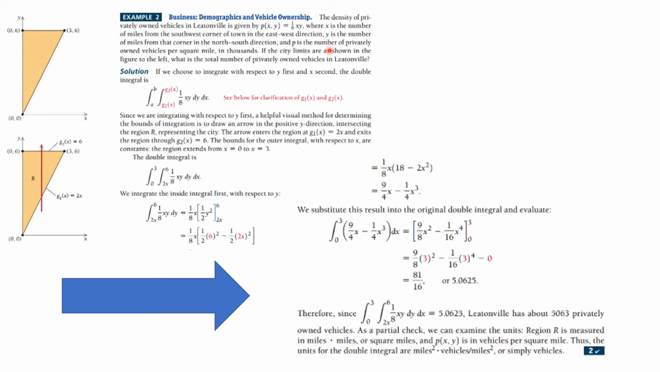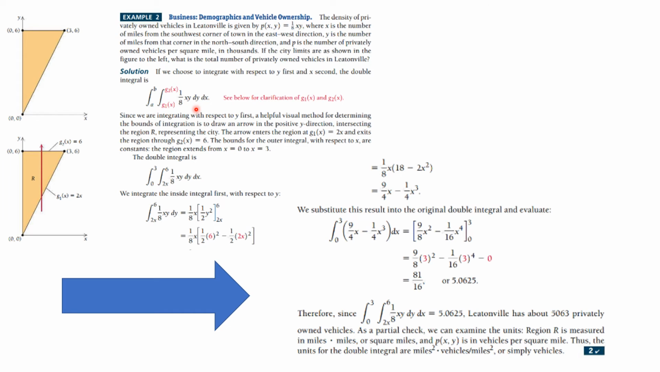And P is the number of privately owned vehicles per square mile in thousands. If the city limits are as shown, what is the total number of privately owned vehicles in the town? Well, okay, so this is the integral that we talked about that represents that. So we're going to evaluate this.